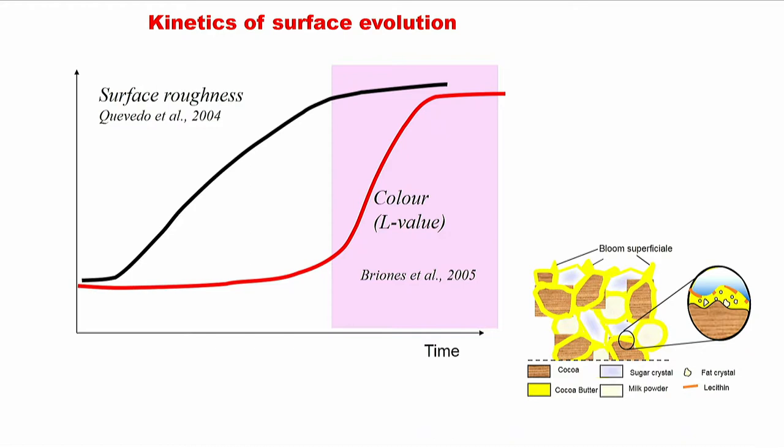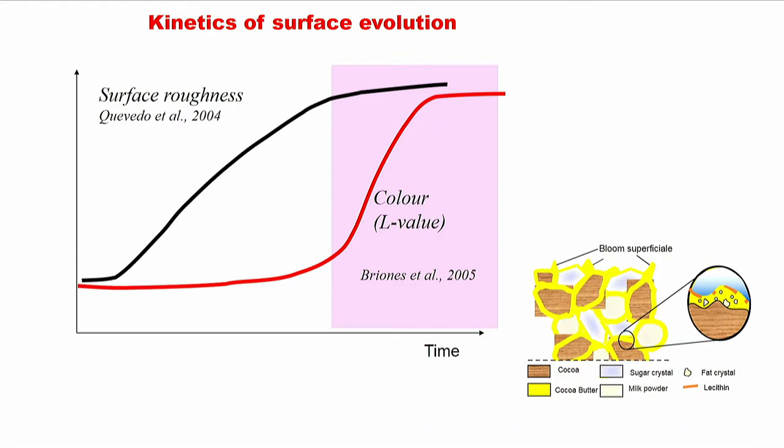And if you look at the time evolution of the whitish appearance, this red line is the L value. It's just a matter of a way of parameterizing the colors. The L is the whitish appearance of the color. And you see, this object stays constant, flat, and at some point starts rising.